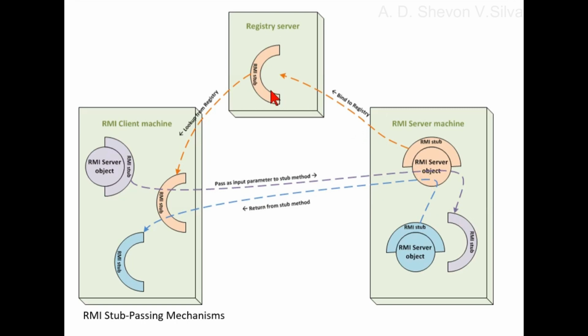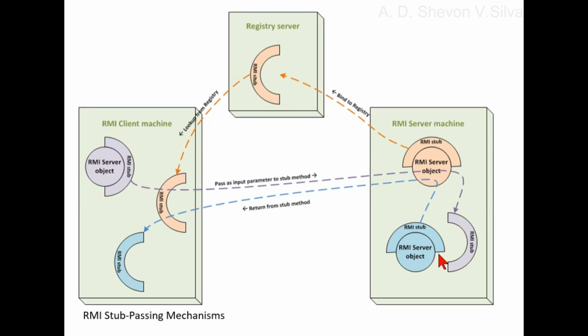And stubs can be passed in two other ways. A stub can be passed as an input parameter to another stub's method, and a stub can be returned by another stub method. So this has several implications. RMI stubs can serve as factories for more stubs by returning stubs.